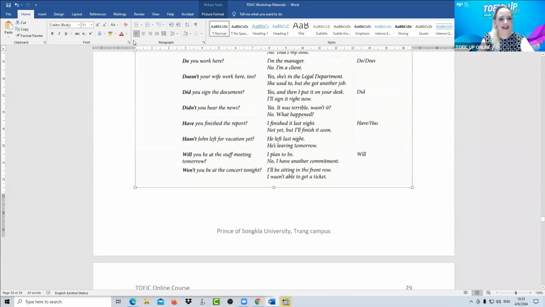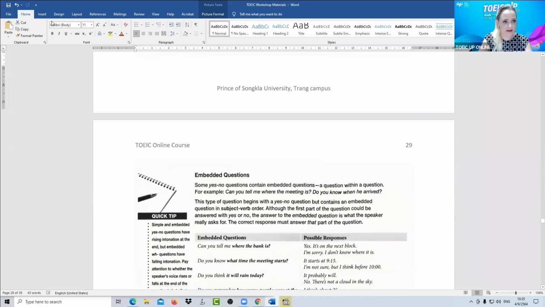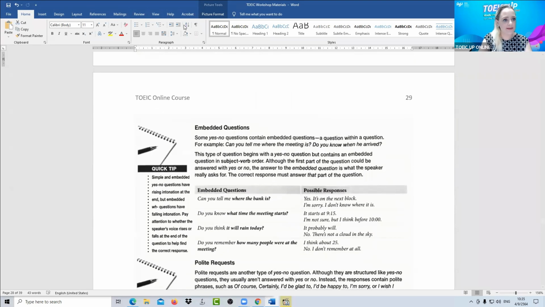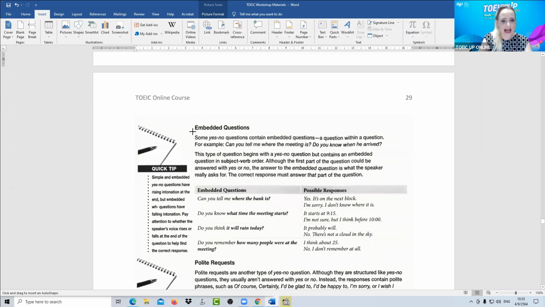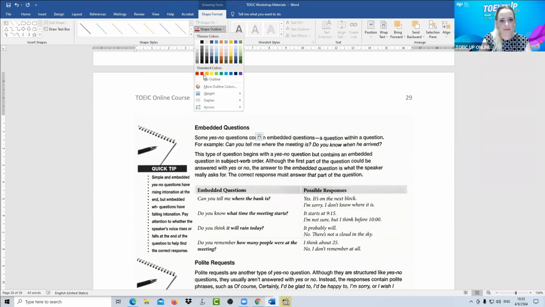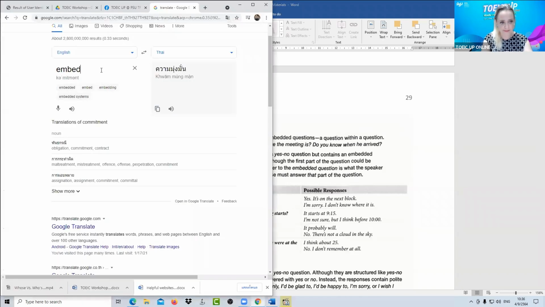Then we have embedded questions. Does anybody know what embedded questions is? I did touch on it a little last week. Embedded questions are questions within a question. We looked up what embedded means, remember?